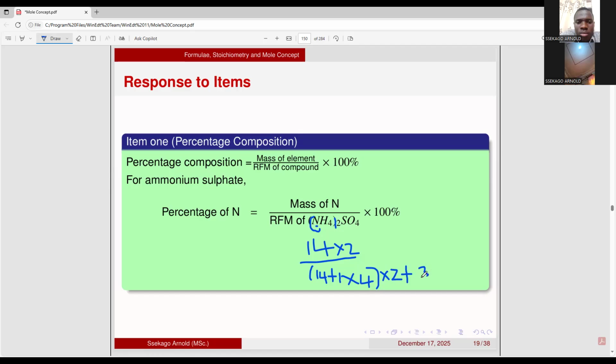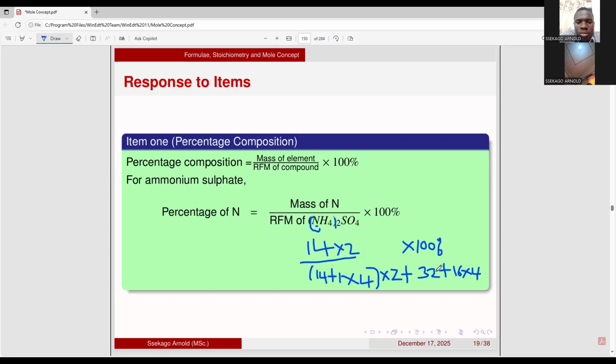From the information in the bracket, capital S is 32. We substitute it, then plus capital O, which is 16, but there are 4 of them, so we shall write 16 times 4. Then we multiply the whole of this by 100%, since we want to obtain the percentage composition of nitrogen.